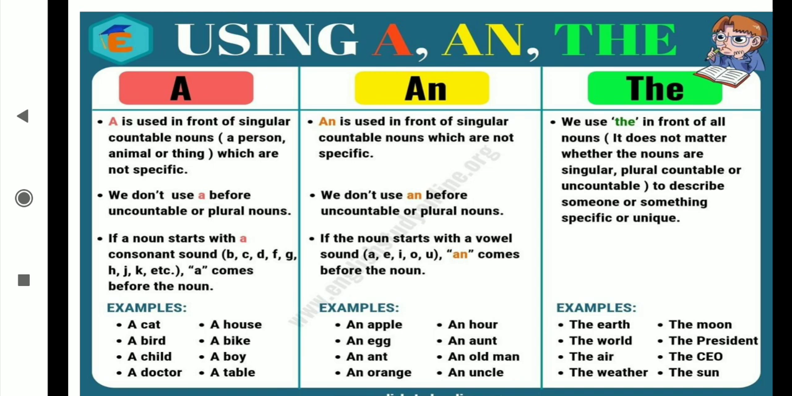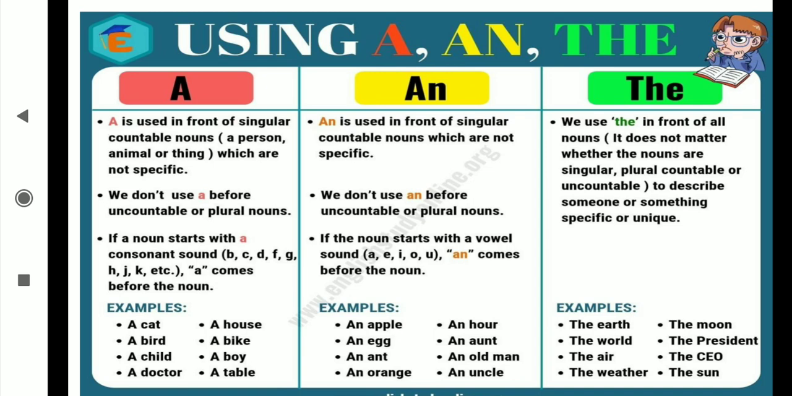An is used in front of a singular countable noun which is not specific. We don't use an before uncountable or plural nouns. It comes in front of singular only, which is one. If the noun starts with a vowel sound, A, E, I, O, U, an comes before the noun. An apple, an egg, an ant, an orange, an hour, an aunt, an old man, an uncle.